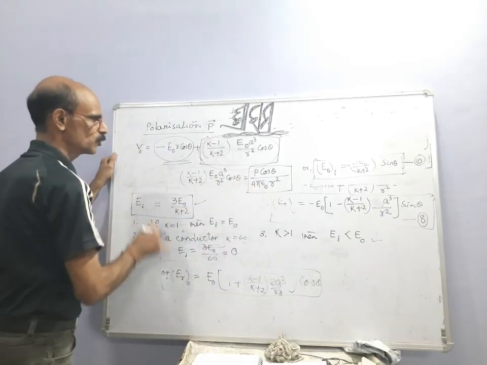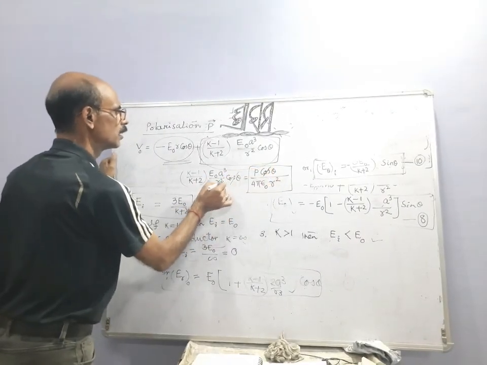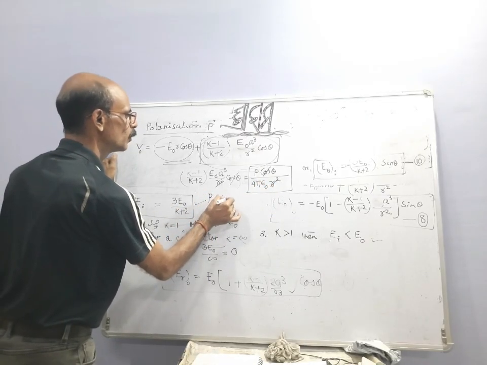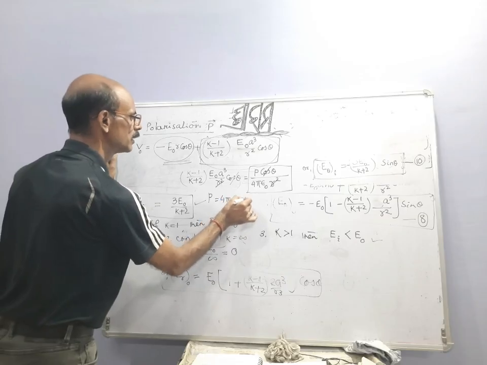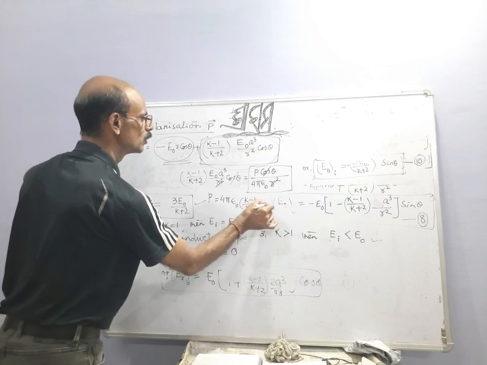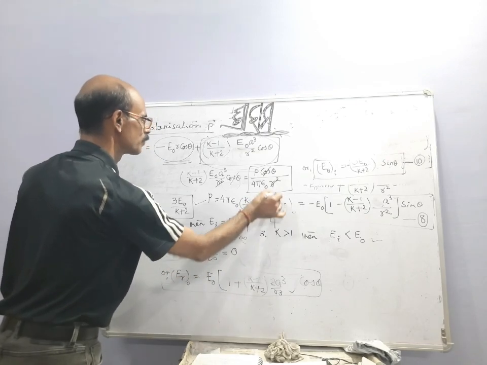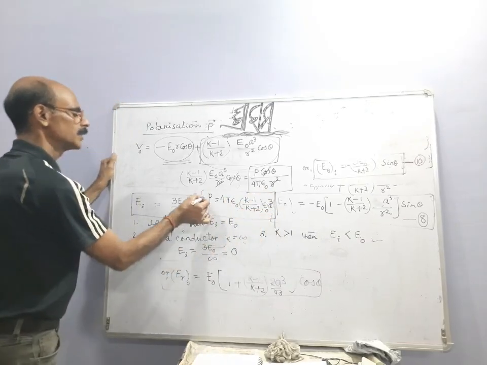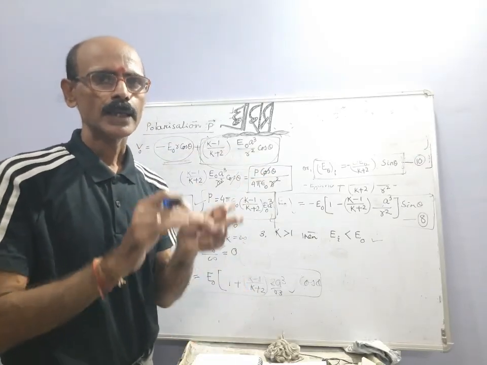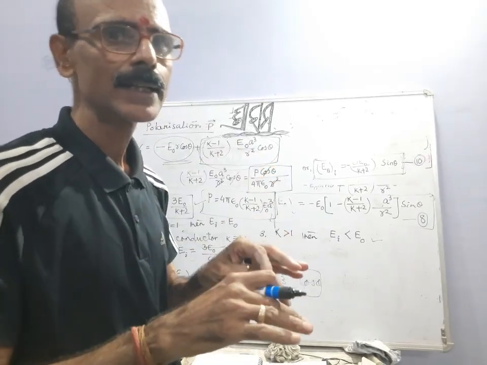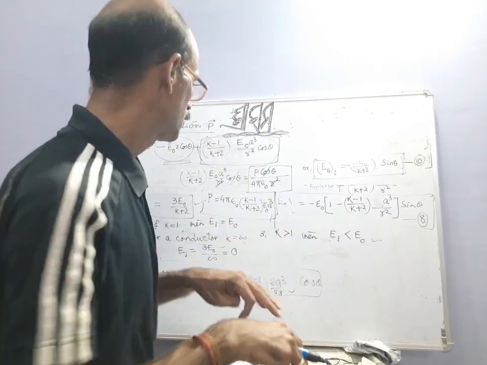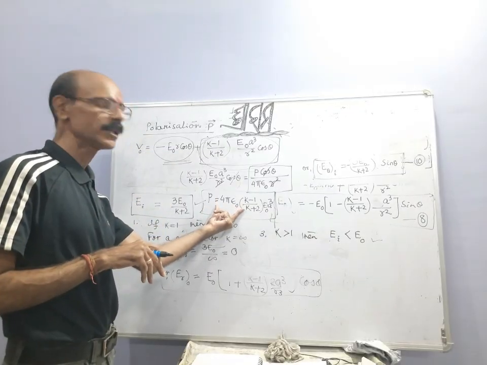So if we equate these two, these cancel, and then we get the dipole moment equal to 4 pi epsilon naught (K minus 1) by (K plus 2) E0 a cubed. So this is the dipole moment. This much dipole moment develops in the dielectric sphere. That means the dielectric sphere acts as a dipole when placed in an electric field, and its dipole moment is equal to this much.